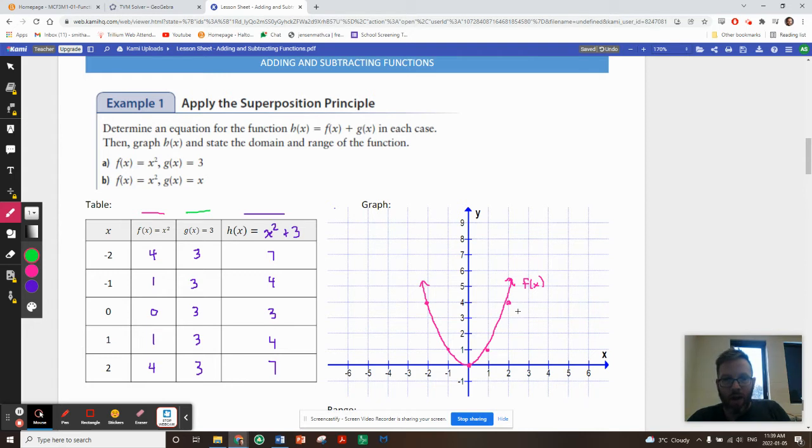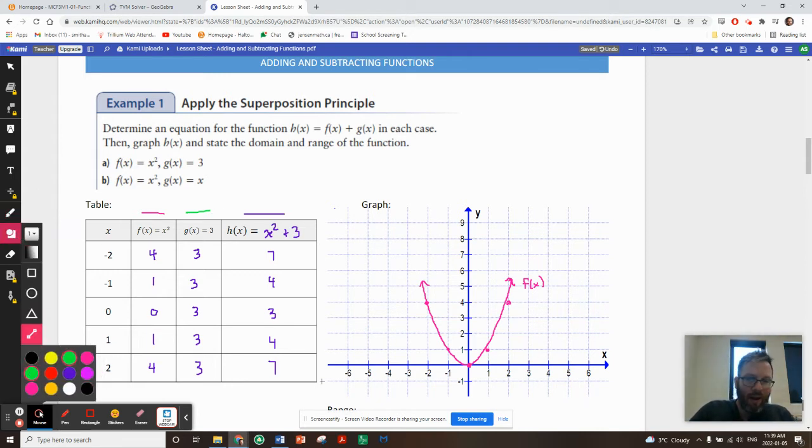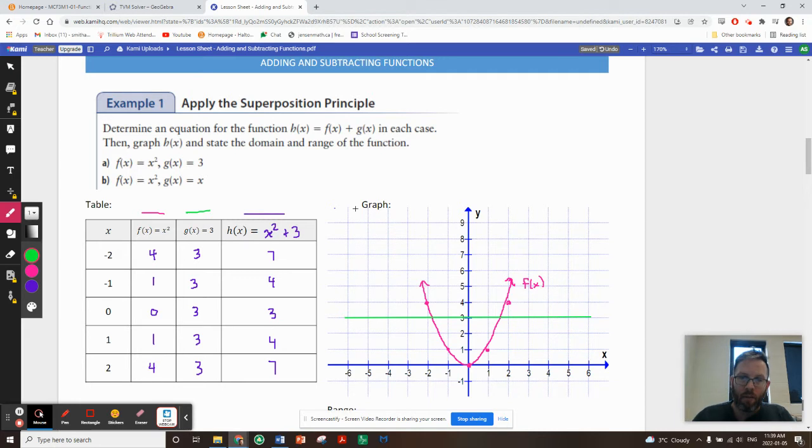You know what? I'm using Kami right now. No reason why I can't just draw a straight line with the straight line tool. No reason for me to rough it. There we go.